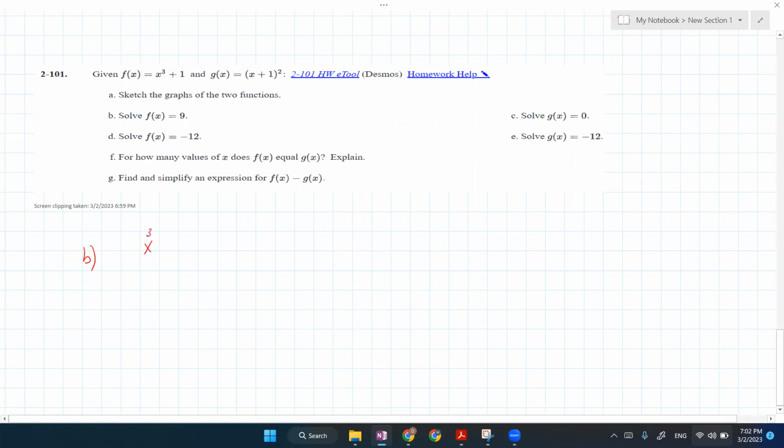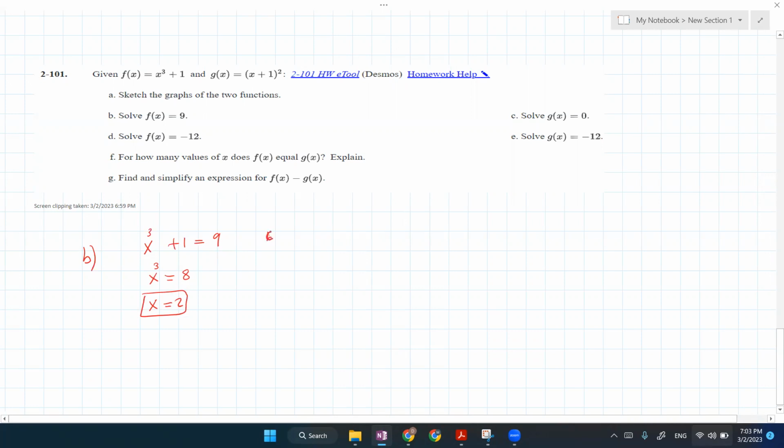We want to solve in part B, f of x is equal to 9. So x cubed plus 1 is equal to 9, and we want to find the value of x. So we want to get x isolated, subtract 1 from both sides. So x cubed is equal to 8, and x is equal to 2. Just take the cube root of both sides. So the answer is 2.